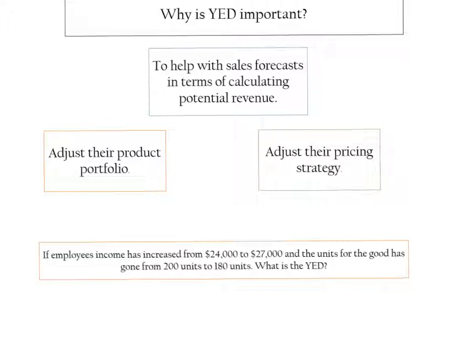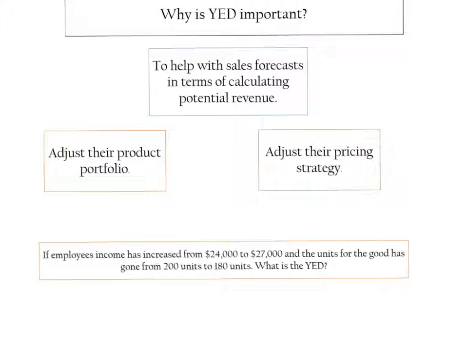First of all, just remember what the formula is, okay? You're looking at percentage change, so you're looking at the comparison between the original and the new. And also remember, you're looking at quantity demanded first, because that goes on top of the formula, and then you're looking at the change in income.